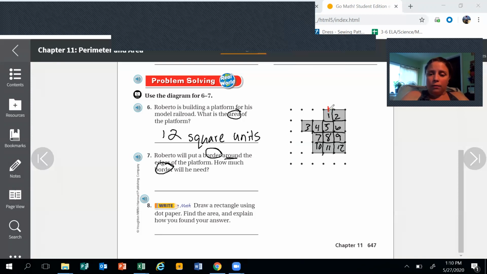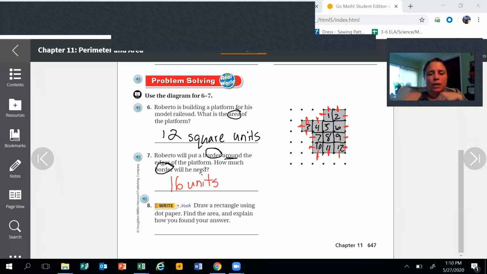So we got 1, 2, 3, 4, 5, 6, 7, 8, 9, 10, 11, 12, 13, 14, 15, and 16. So he will need 16, but instead of square units, we're going to say units, just units, okay?